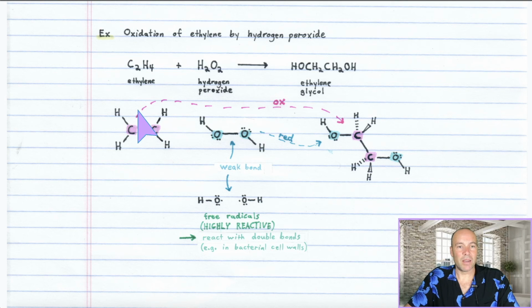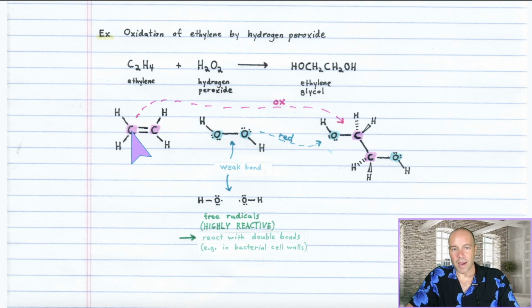So ethylene has the following Lewis structure right here. Here's hydrogen peroxide's Lewis structure. And here's ethylene glycol's Lewis structure. This is the product, ethylene glycol. So I'm drawing its three-dimensional Lewis structure.